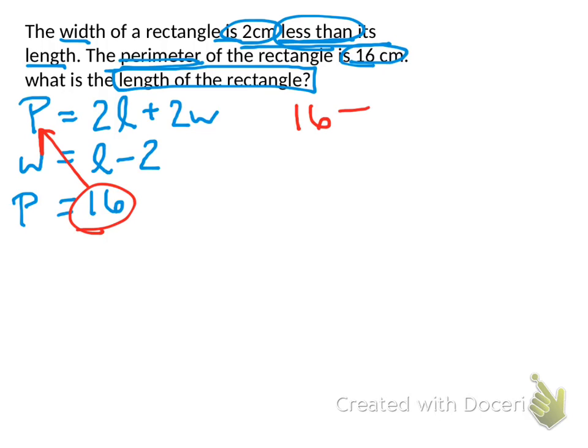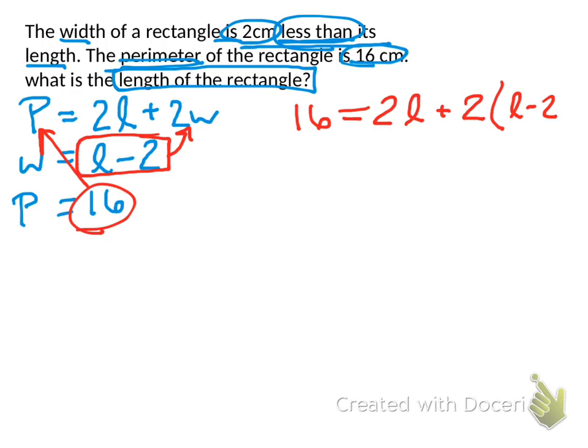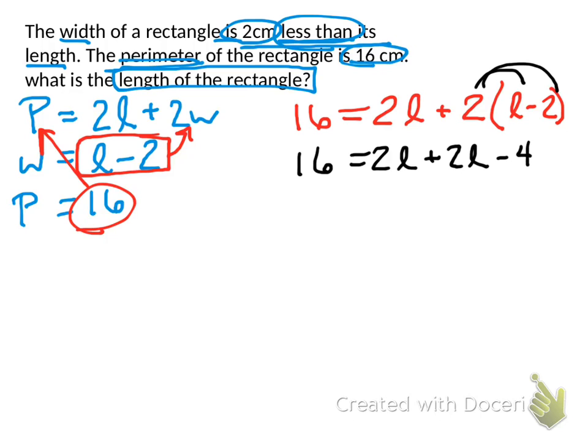So, as I plug into my problem, I know that P can be plugged in as 16. So 16 equals, and W equals L minus 2. So instead of W, I'll write L minus 2. So that gives me 16 equals 2L plus 2 times L minus 2. And now I can solve. In order to solve this, all right, so we're solving this equation. The first thing we have to do is distribute. So that gives us 16 equals 2L plus 2L minus 4.